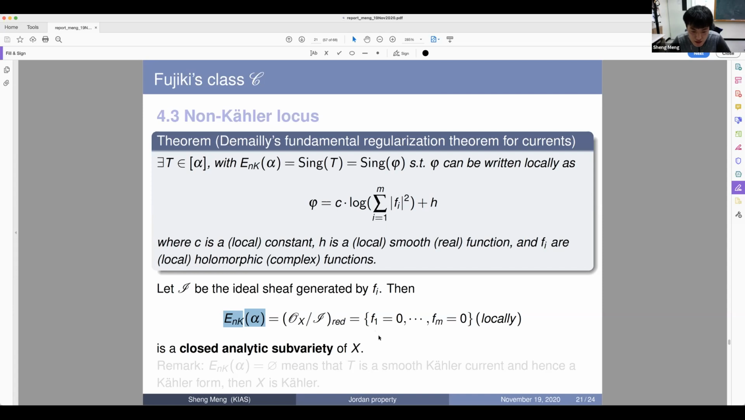Let me make a comment. I guess it is still a conjecture, not known. Sorry, what does the conjecture say? I missed it. In this bigger class, you have the existence of a Kähler current, but a nef and big current in this Fujiki class C is not known, I guess. I see. Yeah.